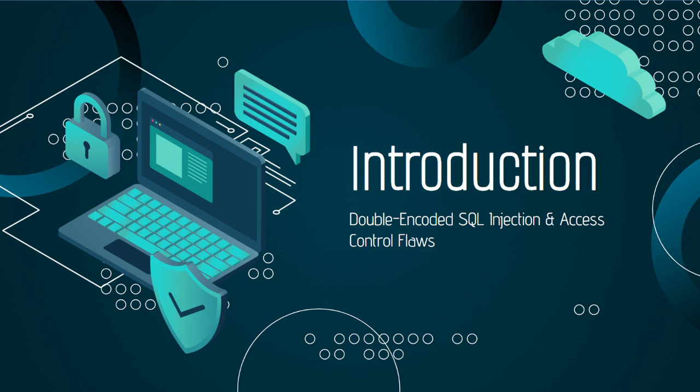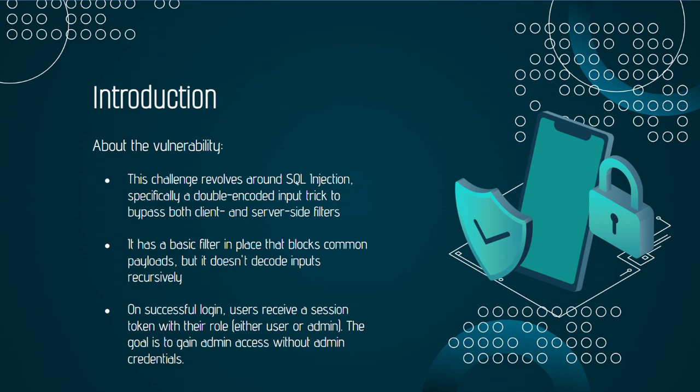So first, we'll give you a bit of background on the exploit, which is built around a double encoded SQL injection combined with an access control flaw. This challenge targets the flaw in how the application decodes input and assigns user roles, which, when combined, can be used to bypass the login system entirely. The application attempts to block SQL injection by filtering out certain keywords, but that filtering is limited. It doesn't account for values that are encoded once or even multiple times.